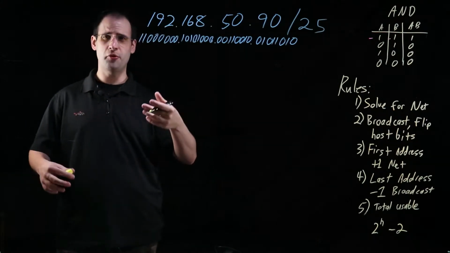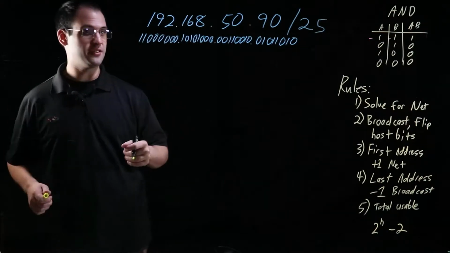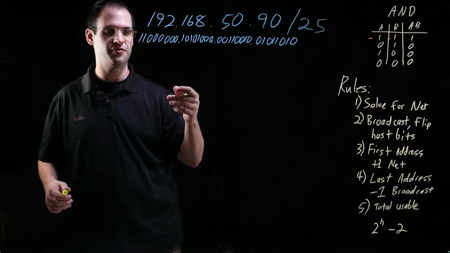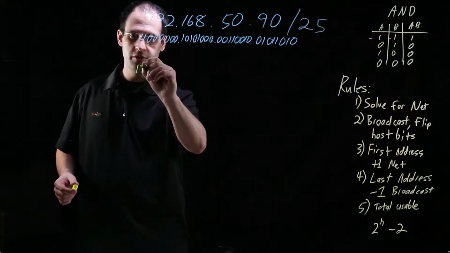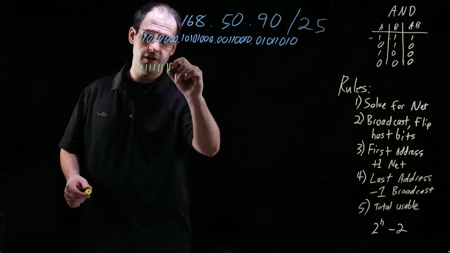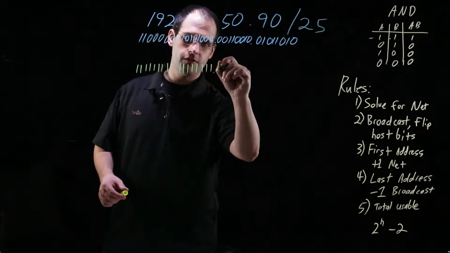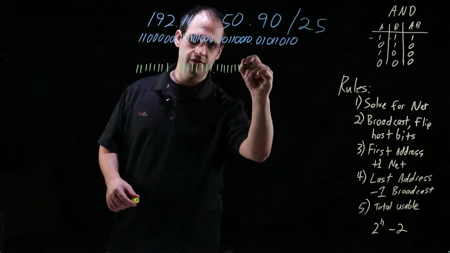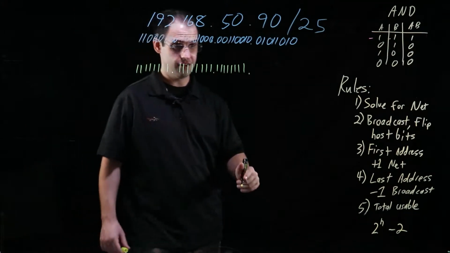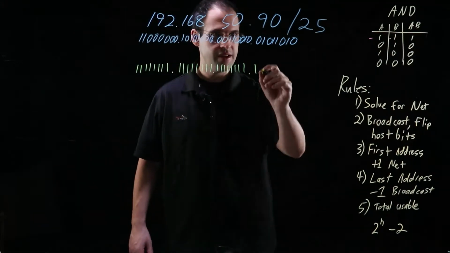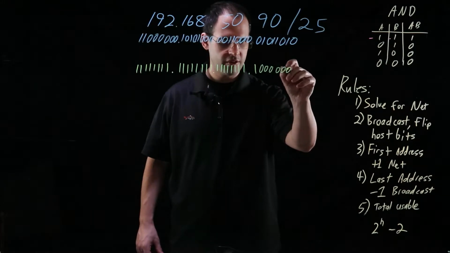We know a /24 is 24 ones, so a /25 is, you guessed it, 25 ones. So let's write that out right now. 1, 2, 3, 4, 5, 6, 7, 8. 1, 2, 3, 4, 5, 6, 7, 8. 1, 2, 3, 4, 5, 6, 7, 8. All right, that's 24 ones. Then the 25th is a 1, and then 1, 2, 3, 4, 5, 6, 7.